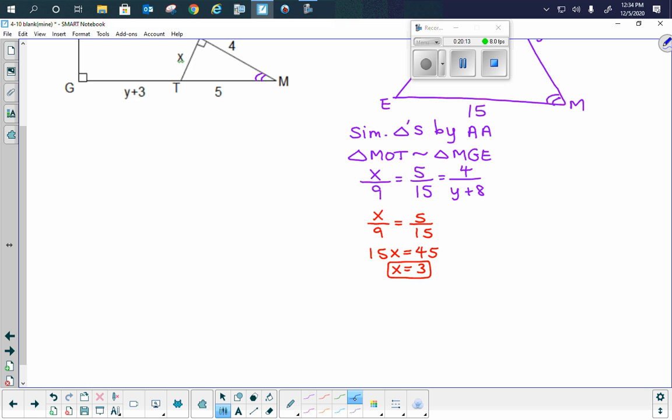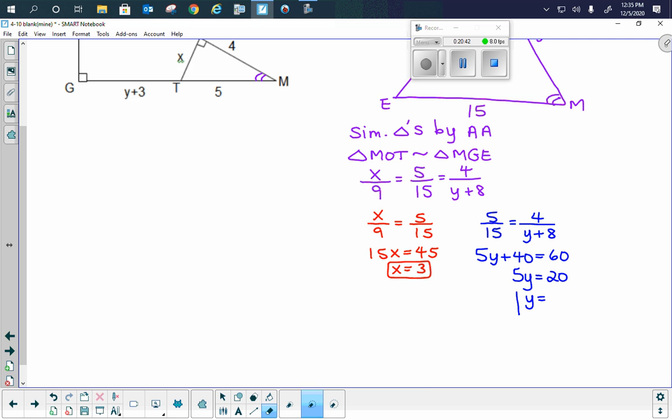And I will also take the second fraction and the third fraction, put them together since they have only y, distribute the 5 to the y plus 8 quantity. So 5y plus 40, 15 times 4 is 60. If you subtract 40 on both sides, you have 20, divide by 5, and y will be, not 5, sorry about that, y will be 4. There you go.